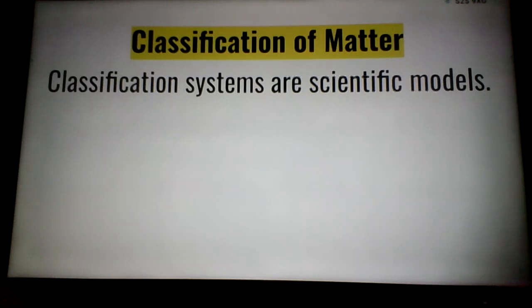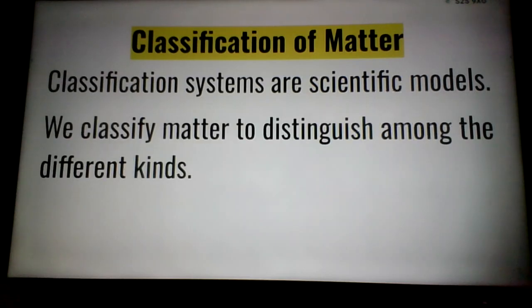Some matter is in the plasma phase as well. But when we put a piece of matter into the solid, liquid, or gas category, we're classifying. We're making up a scientific model. We classify matter to distinguish among the different kinds.